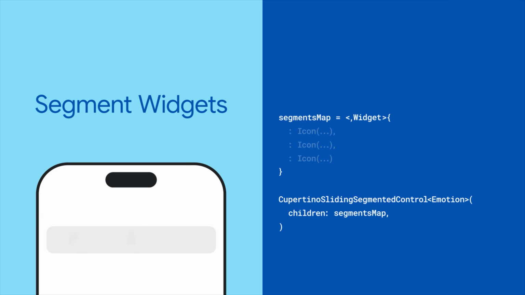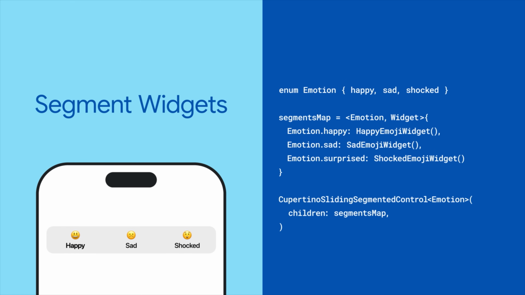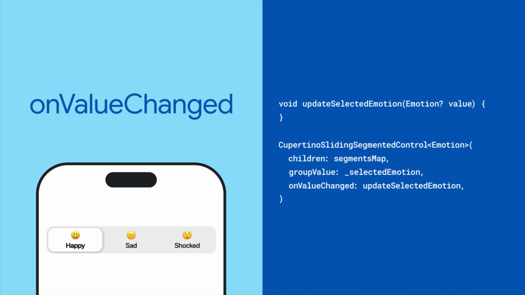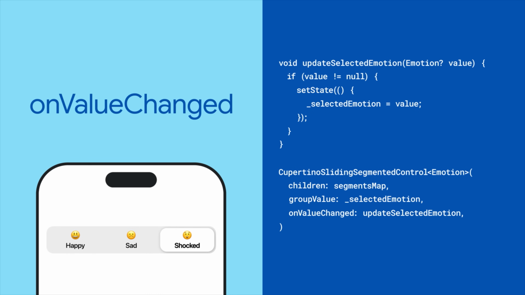These widgets can be icons, text, images, whatever widget your heart desires. The keys are of generic type T, so you can choose any key type you want. The segmented control will also need a group value parameter to identify the currently selected key. When the user completes a gesture such as a tap or drag on an unselected segment, the onValueChanged callback is triggered with the newly selected key value. Here, you can update your state with the newly selected key.